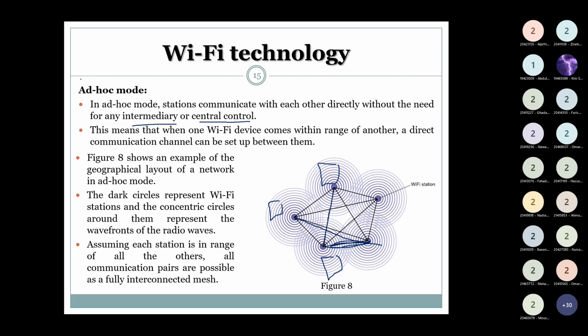This is the ad hoc mode. It is called the ad hoc mode. In the ad hoc mode, we can communicate directly. We don't have any central point, any base station or whatever. So this means that when one Wi-Fi device comes within range of another, a direct communication channel can be set up between them. This is a direct communication channel between these two points. So they can communicate directly without any help from the others.